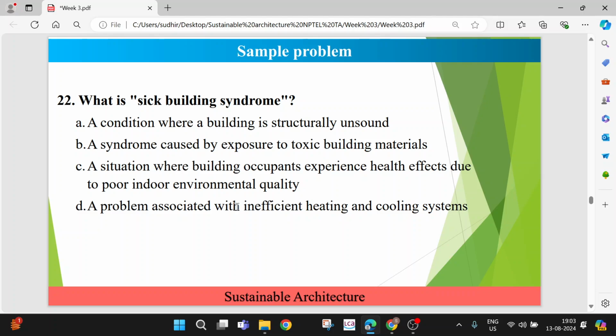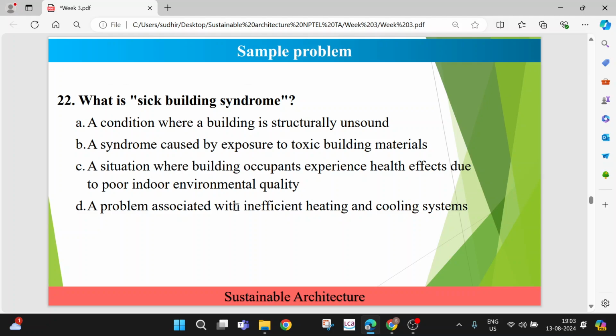Sick building syndrome mainly refers to the health and comfort issues experienced by the occupants of buildings with poor indoor environmental quality, which can be due to various factors such as inadequate ventilation and lack of natural lighting. That's why, as mentioned in option C, sick building syndrome suits well the explanation: a situation where building occupants experience health effects due to poor indoor environment quality. So all of you are right. We can move to question 23.